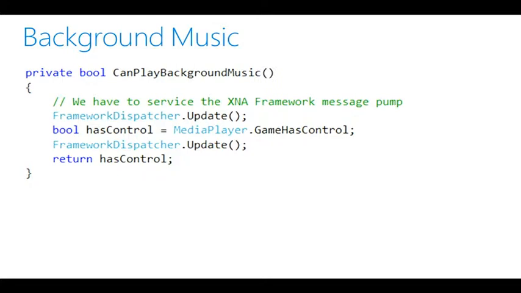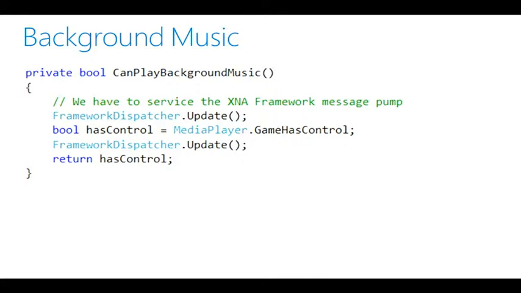Now, what's odd about this is from Windows Phone 7, a lot of these things were based on XNA, but XNA is deprecated in Windows Phone 8. Yep. So the workaround for this, and we played around with this a bit and finally figured it out, was that you actually have to service the XNA message pump in order to check this game has control property. If you don't, an exception will be thrown.